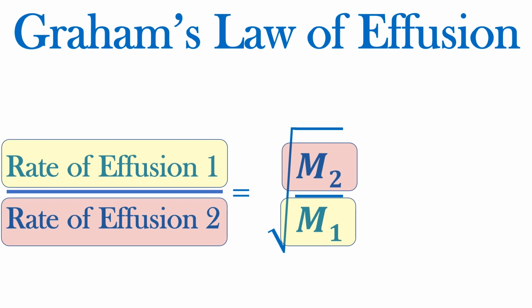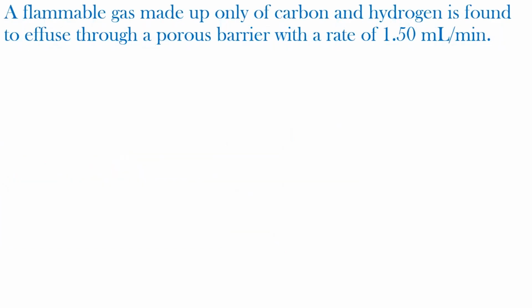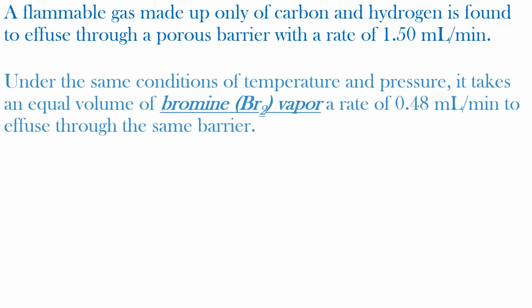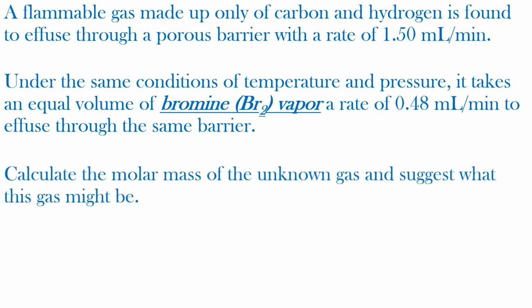Let's do an example. A flammable gas made up only of carbon and hydrogen is found to effuse through a porous barrier with a rate of 1.50 milliliters per minute. Under the same conditions of temperature and pressure, it takes an equal volume of bromine vapor, at a rate of 0.48 milliliters per minute, to effuse through the same barrier. Calculate the molar mass of the unknown gas and suggest what this gas might be.